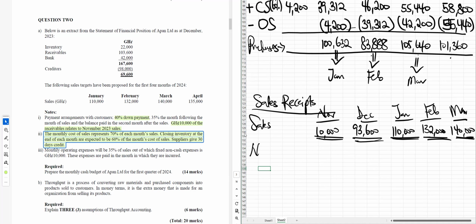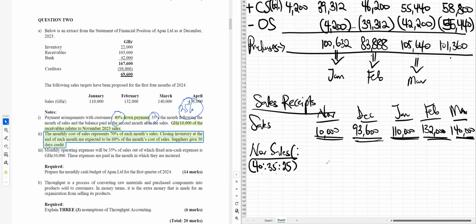So I'll start with November sales. So with November sales, we know that the sale, we take it what? We take it 40, 35, and then the rest will be what? 25. You all agree? So they say 40% down payment, 35 in the month following, and the balance, which will be what? 25. So the balance will be 25% in the next month. So it's 40, 35, 25.